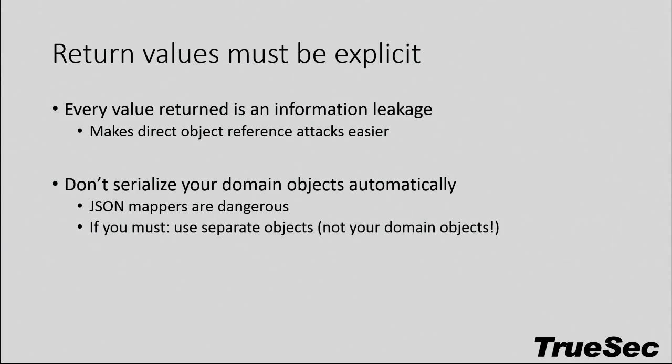And one thing I think that people don't really think about is return values, especially when it comes to REST mappers. Because every return value of some sort is an information leakage. Because it would make it easier for me to do this direct object reference attack that I did earlier in PowerPoint format, if I could find out what the other users' IDs or UIDs are.